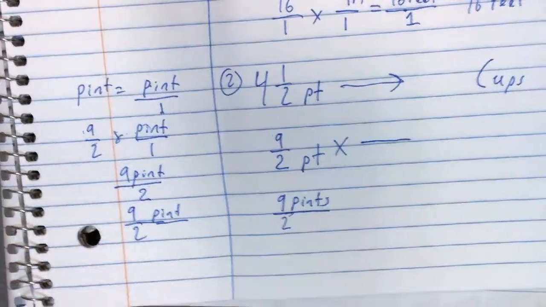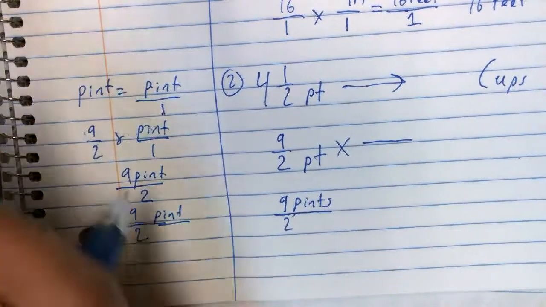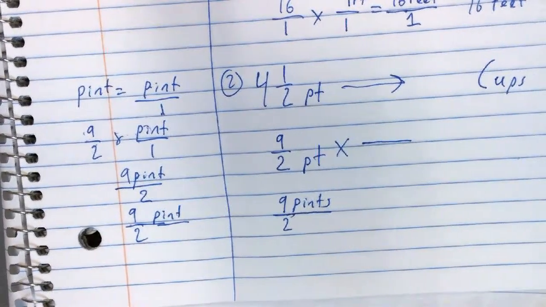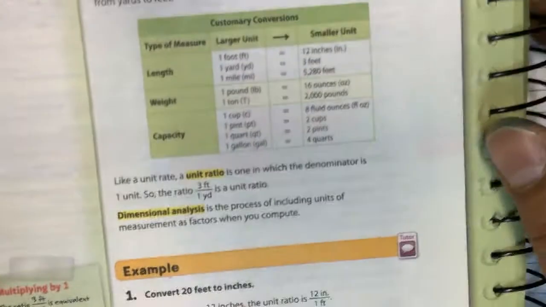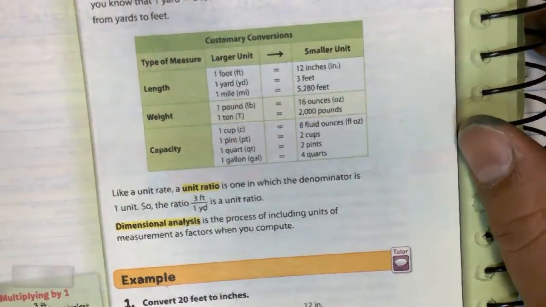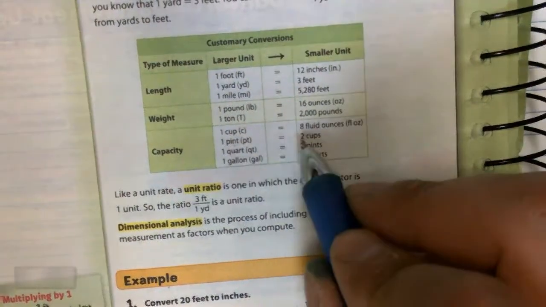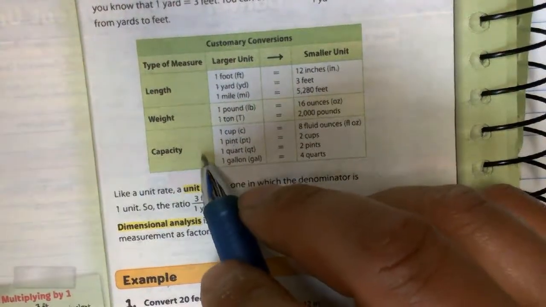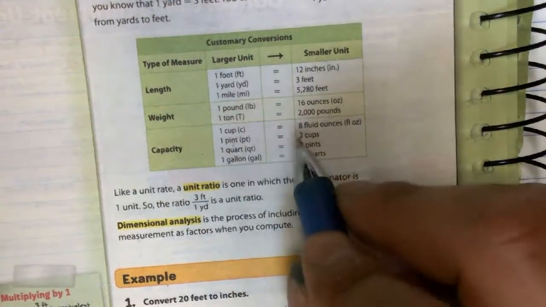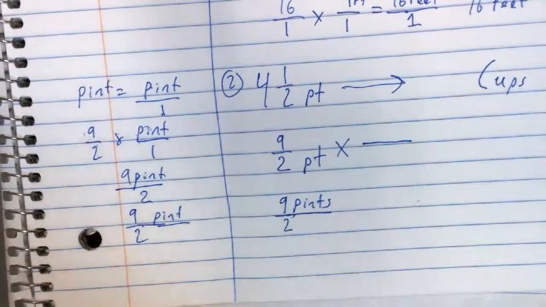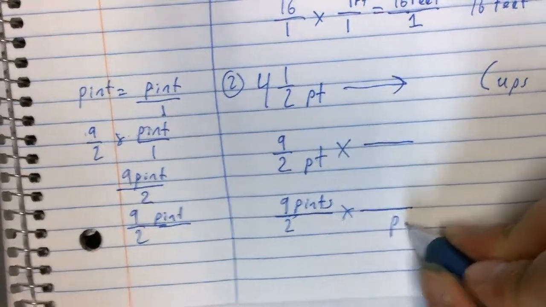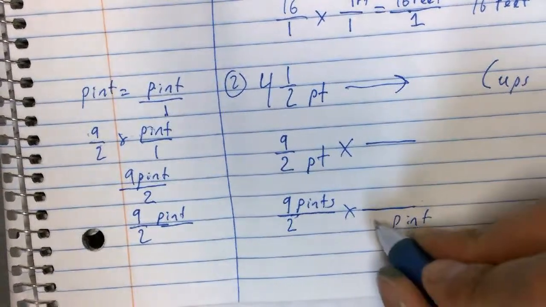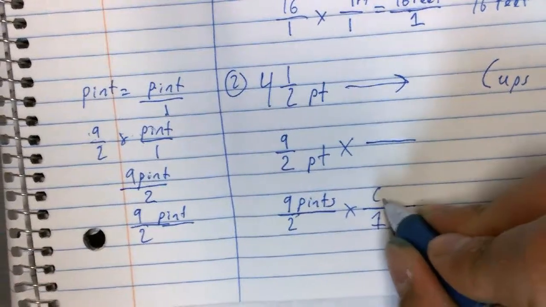But let's look at the chart. Do I have anything in the chart that says pint and cups? I could memorize it and tell you, but I need you to be able to do this on your own on the quiz. You need to be able to use this chart and find it. And yes, I will let you use the chart. 1 pint, cups. It is capacity. Capacity, liquids, pint, 2 cups. A pint is 2 cups. We want to get rid of the pint, so we put the pint on the bottom. 1 pint is 2 cups.